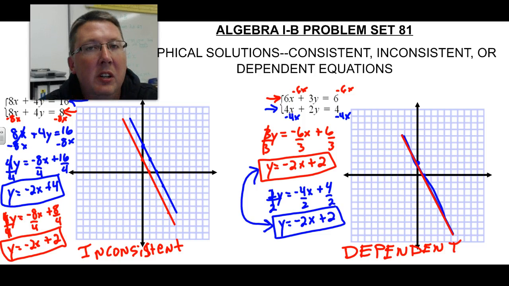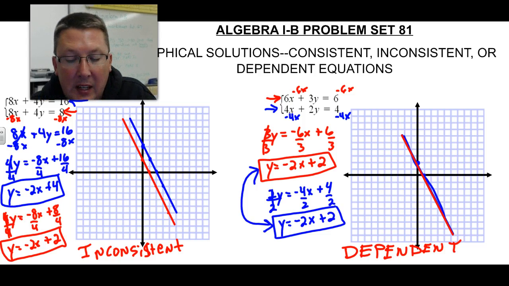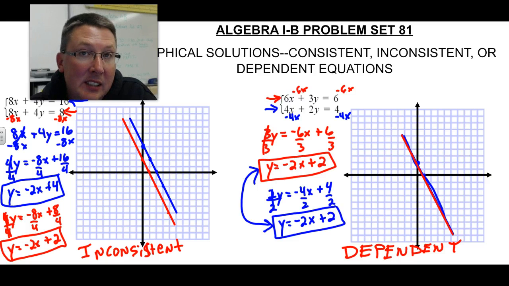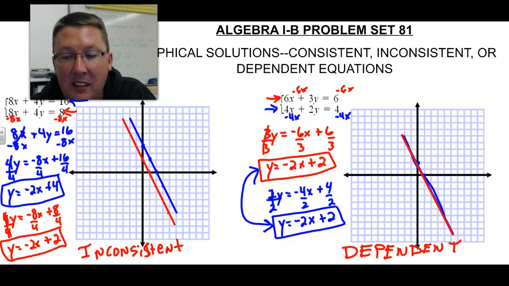All right, so we covered all three situations. Consistent equations, they have different slopes. They intersect in one point. They will have one ordered pair solution. We had inconsistent equations where the two lines have the same slope but different y-intercepts, so they end up parallel lines. They never intersect. And then the third situation is the two lines are exactly the same. They land right on top of each other, and they are dependent equations.